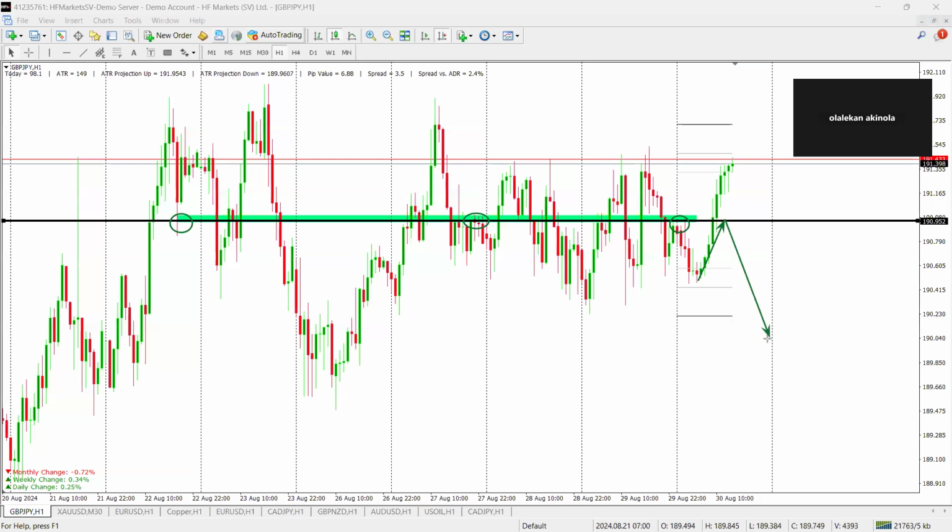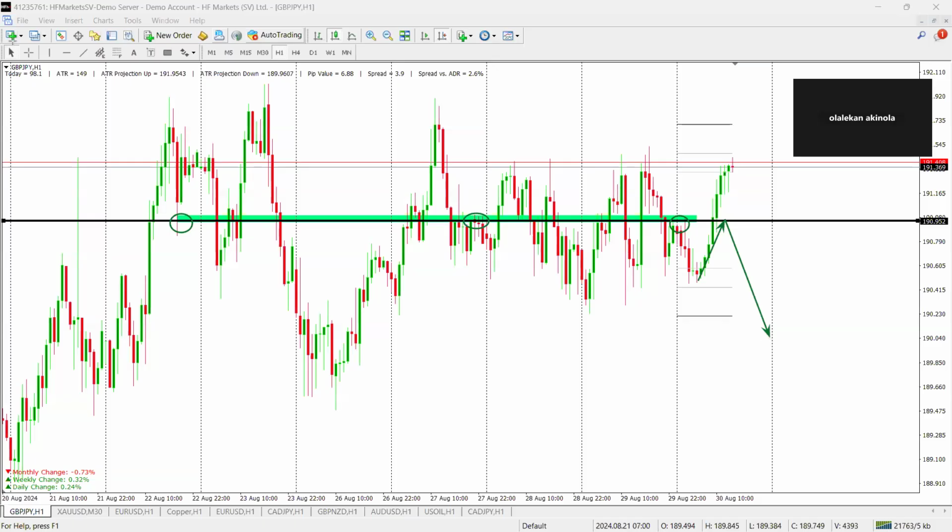Let me tell you something. Inasmuch as I'm not disputing that that's a resistance, a solid one at that, which could naturally have caused price to go down, if I was a seller looking for a sell on GBPJPY, this mid-level cannot be the answer.